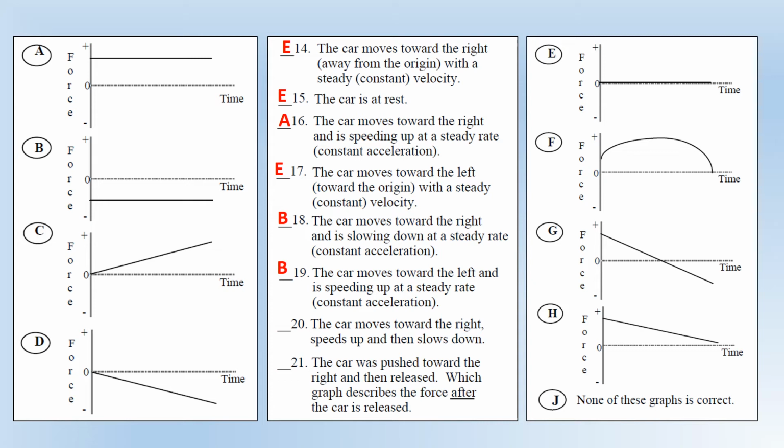The car moves towards the right, speeds up, and then slows down. So what is going to happen to the force? When it's speeding up, the force will be to the right, or positive. When it's slowing down, the force will be to the left, or negative. So we're looking for a graph that's initially positive, then negative. That's option G. The car was pushed towards the right, then released. Which graph describes the force after the car is released? Well, if we released it, we're not applying a force, therefore it must be option E.